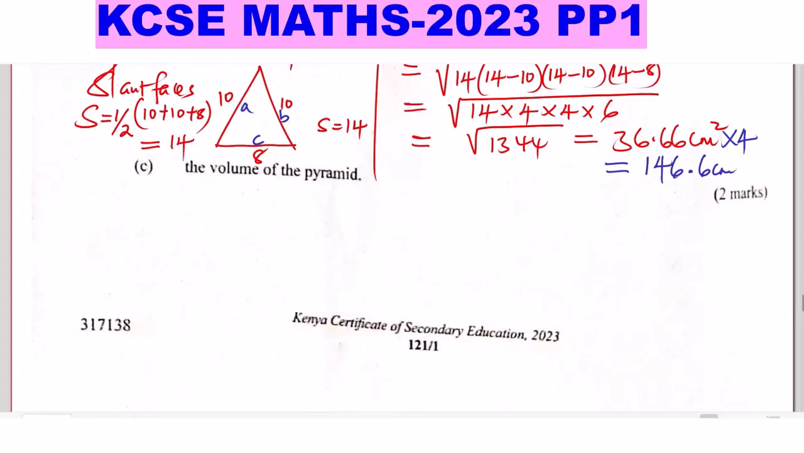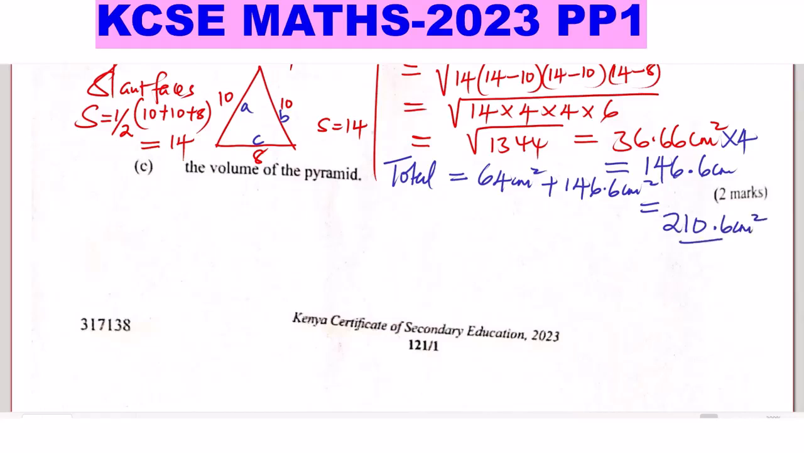After multiplying by 4 to get the area of all the slant faces, we get that. Now the total area will therefore be the base, which we got as 64, plus the area of all the slant faces, which is 146.6 centimeters squared. So this will be 64 plus 146.6, which gives 210.6 centimeters squared. That is the total surface area.